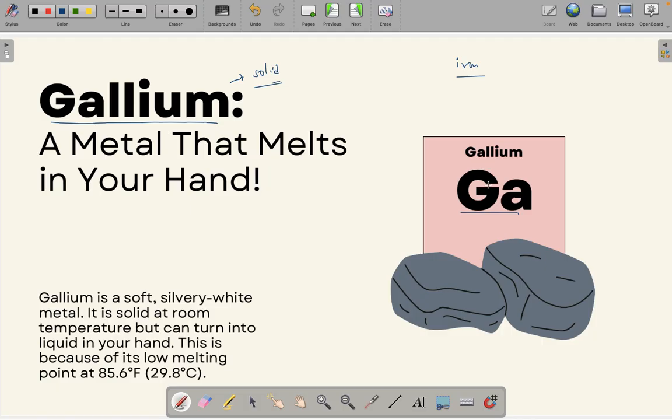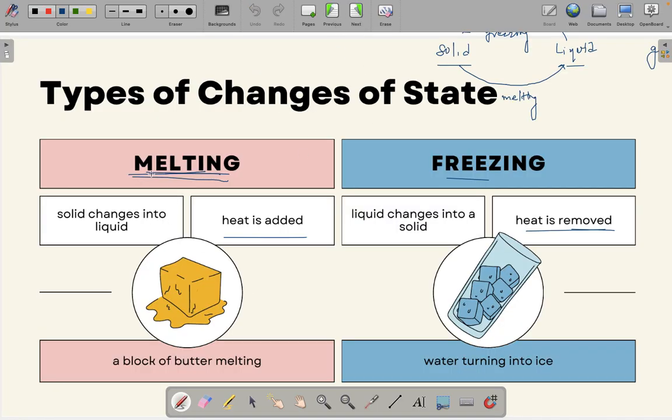Because this metal has a very low melting point. Melting point means the temperature at which something melts. Right? So if you want to melt ice to water, right? So what is the melting point of ice?